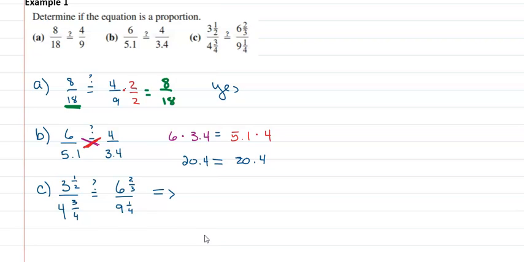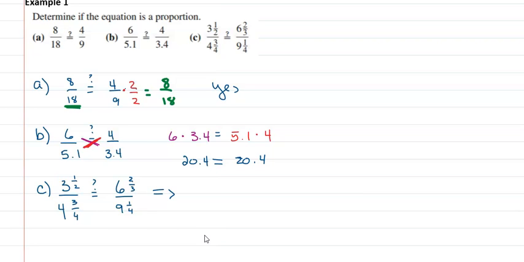3.5 to 4 3/4. Is that the same proportion as 6 2/3 to 9 1/4? So you never want to have fractions and fractions, but remember, we're just dealing with ratios and proportions here. So we're trying to see if they're equal. So the first thing that you want to do is change these to improper fractions.